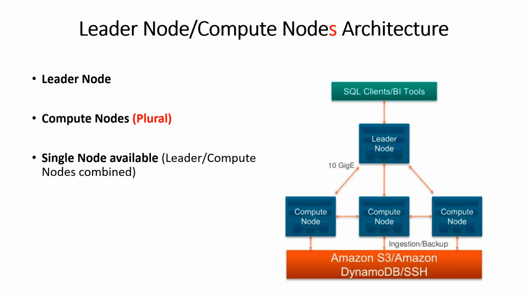The most important components of Redshift architecture are the leader node and compute nodes. As shown in the picture, there is one leader node and many compute nodes. The leader node is in charge of communication with the outside world and talking to compute nodes. Compute nodes, on the other hand, are in charge of talking to S3, Amazon DynamoDB, and the rest. Also, it's possible to have one single node where leader and compute nodes are combined.